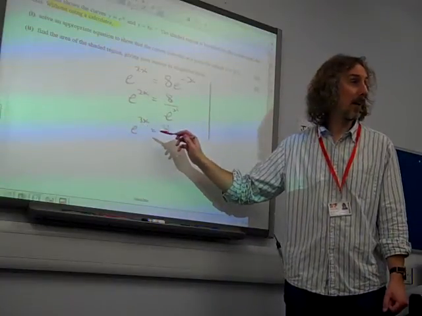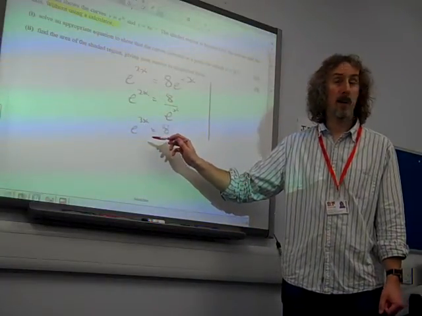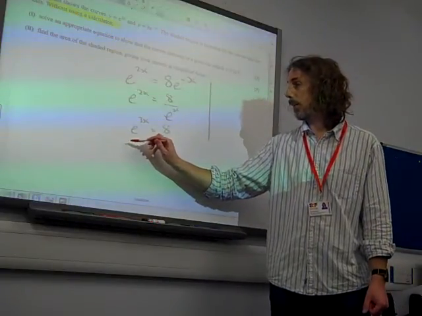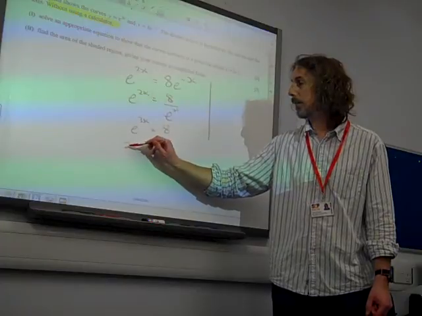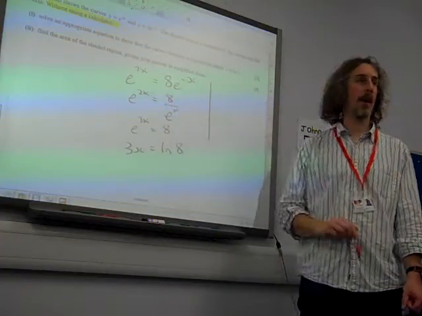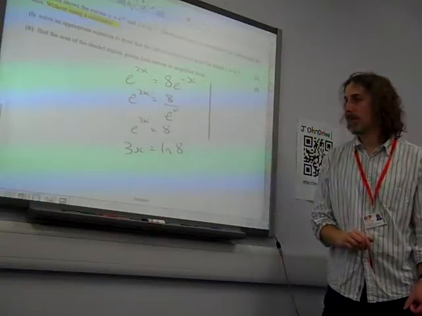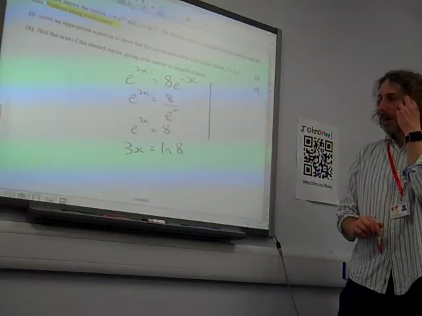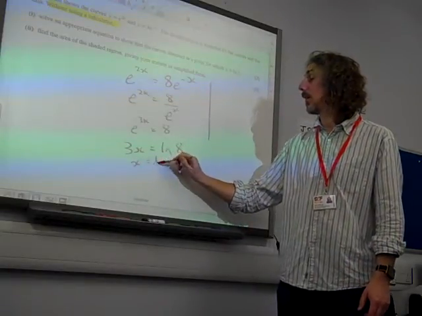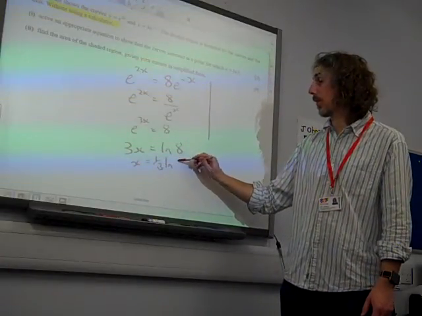And then having got here we say if e to the 3x is 8, then that means log, what does that mean? That means 3x is the natural log of 8. That's what we get, isn't it? That's our rearrangement of that rule. So x is a third times the natural log of 8.